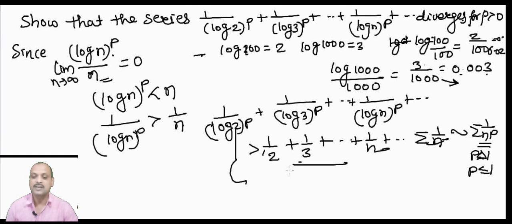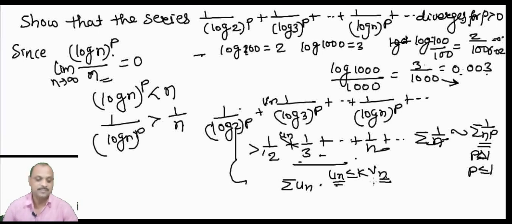Now we can apply the comparison test: whenever un is less than or equal to k into vn, and summation un is divergent, summation vn is also divergent. This is my un and this is my vn. So you can see that un is less than or equal to k into vn, and here this one is a divergent series, so obviously the other is divergent, which means this log series is a divergent series.